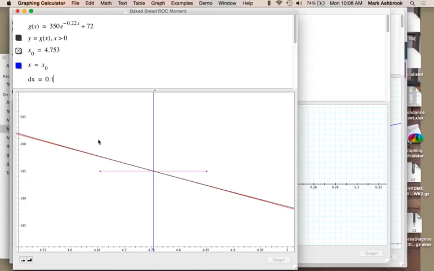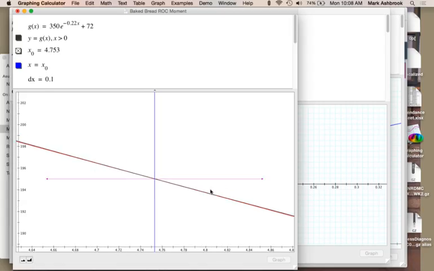And now we'll zoom in on that. Okay, now we're making progress here. So what do we think? 0.1? Okay, we can do a little better. We can do a little better. So let's do 0.05.